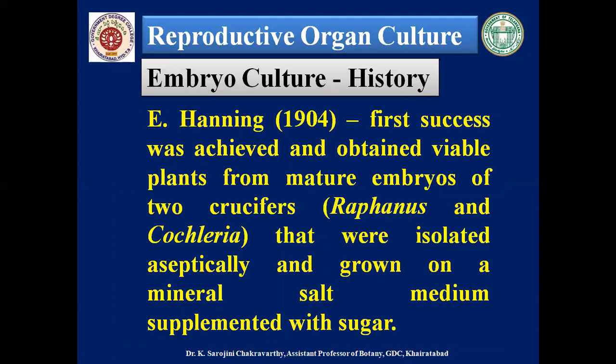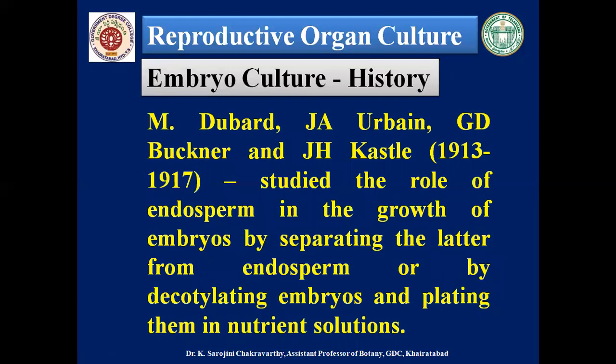Embryo culture was done successfully for the first time by E. Hanning in the year 1904, and he obtained viable plants from mature embryos of two cruciferous plants, Raphanus and Cochlearia, that were isolated aseptically and grown on a mineral salt medium supplemented with sugars, a carbon source. After that, during 1913 to 1917, four scientists, Dubard, Urbain, Buckner, and Castle, studied the role of endosperm in the growth of embryos by separating the embryos from endosperm, or by decotylating embryos and plating them in nutrient solutions.